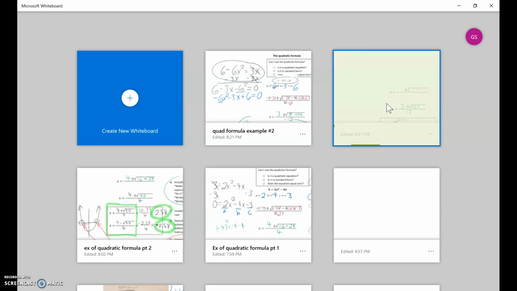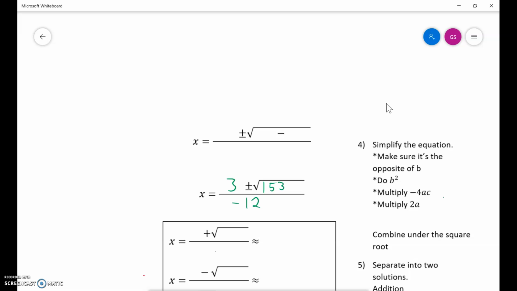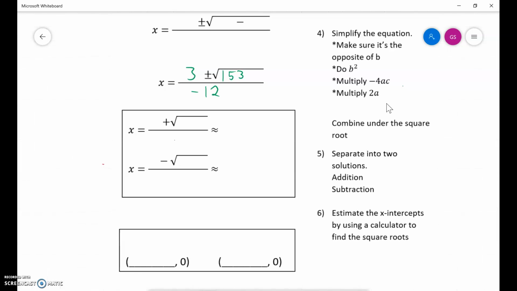So once this comes up, go ahead and do that next step. We already combined everything under the square root. There we go. We did that piece. This piece is done. See if you can separate into two solutions, the addition and subtraction, and find those approximate x-intercepts, okay?